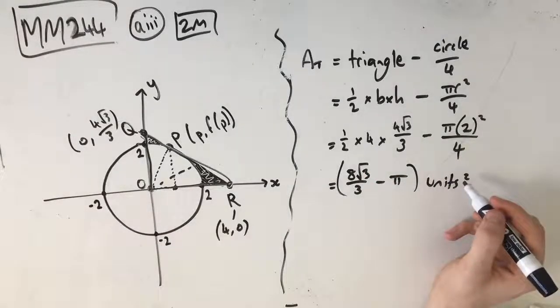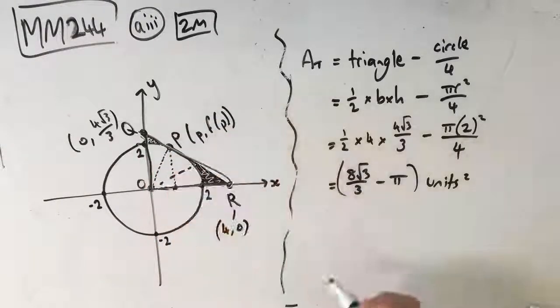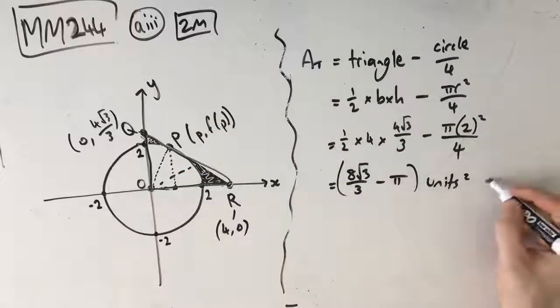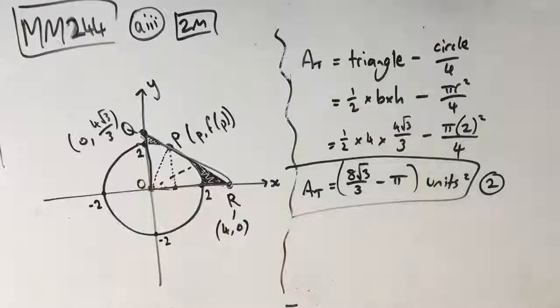So guys, our first mark comes when we get our base and our height for our triangle. So recognizing that this is the formula we need to use and then getting the values for that. Then our second mark comes when we actually get the answer for our total area, which is 8 root 3 over 3 minus pi. Awesome. Let's move on to part B.